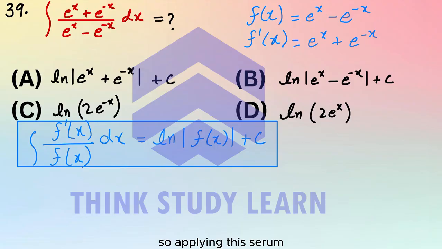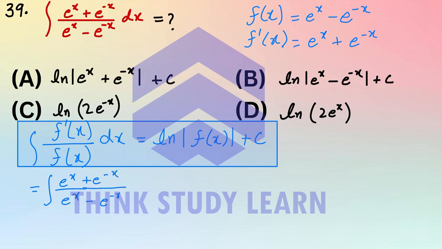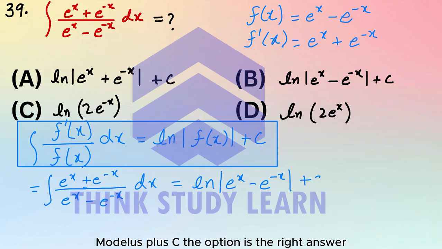So applying this theorem, the integration of e raised to the power x plus e raised to the power minus x will become ln modulus of e raised to the power x minus e raised to the power minus x plus c. B option is the right answer.